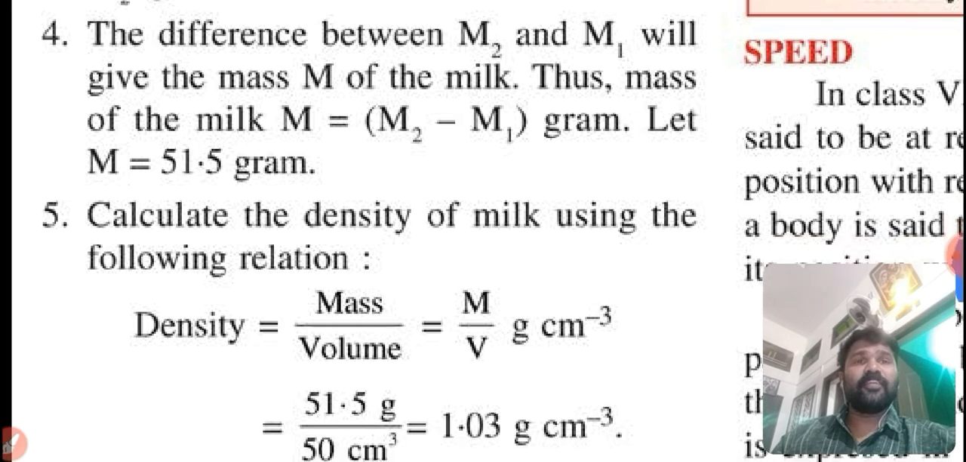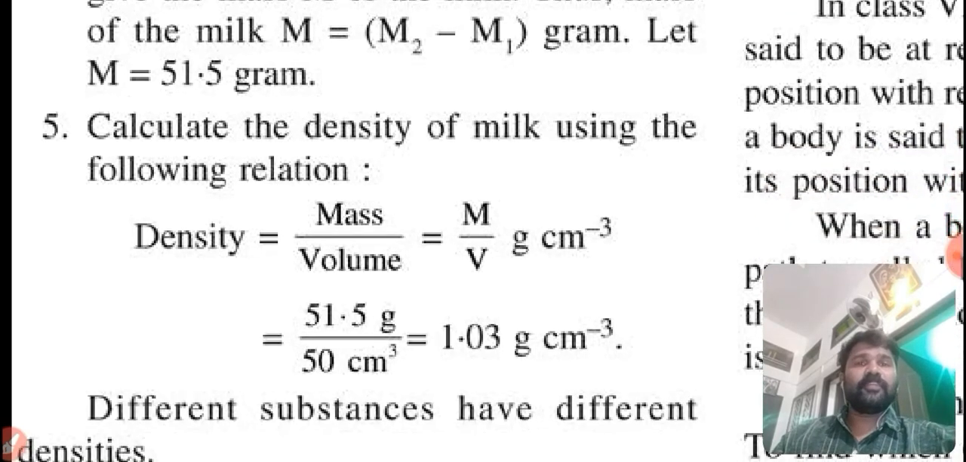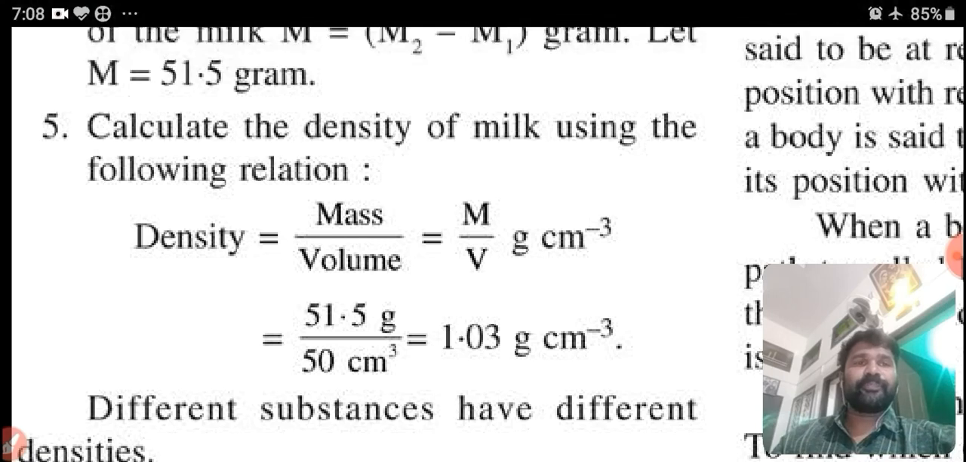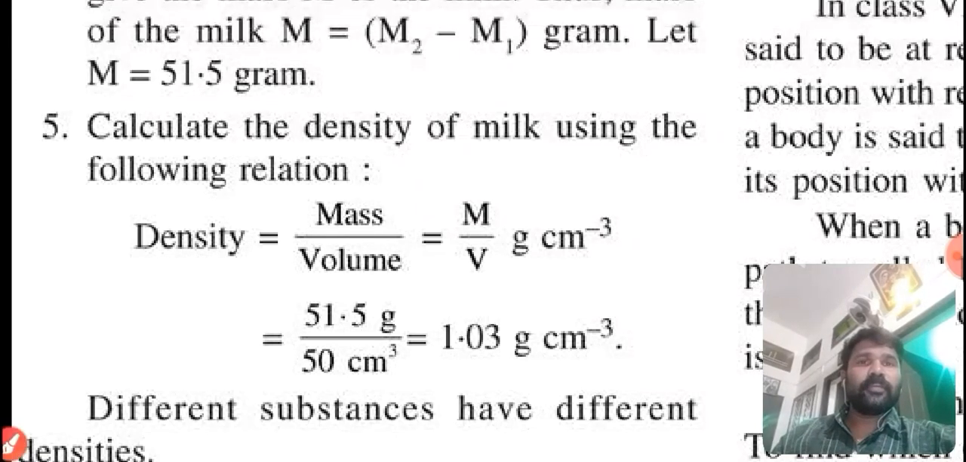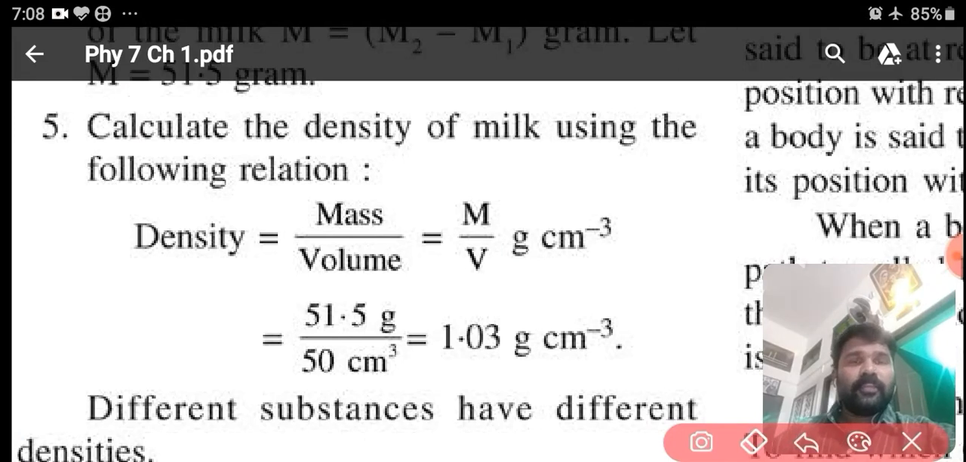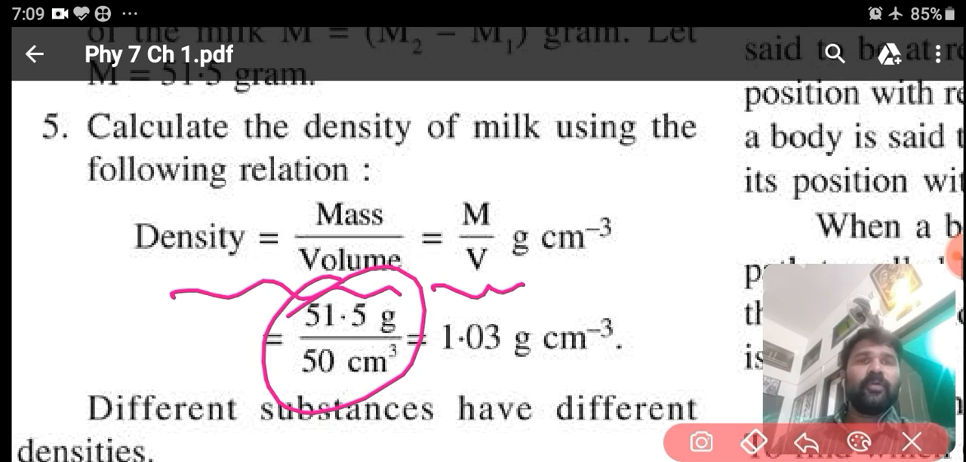Calculate the density of milk using the following relation. We know the equation, density is equal to mass upon volume, m upon v, gram per centimeter cube. Now we have both values: m is equal to 51.5 gram, V is equal to 50 centimeter cube. By calculating these, we get the final answer 1.03 gram per centimeter cube. So basically we got the density here.